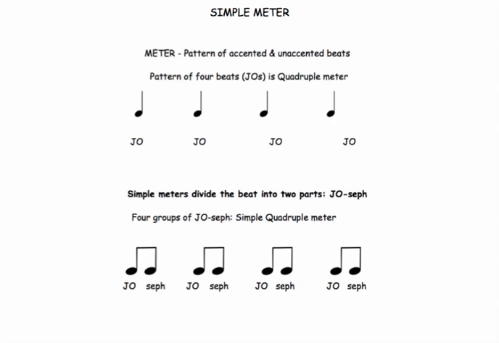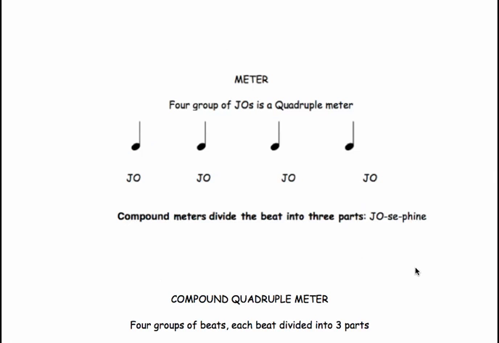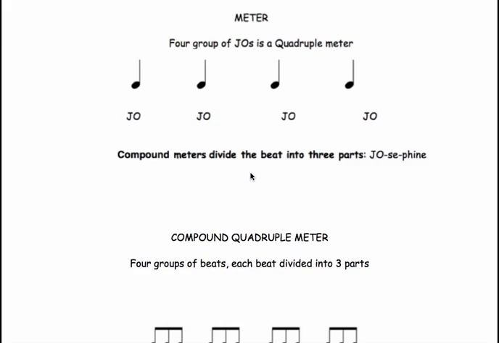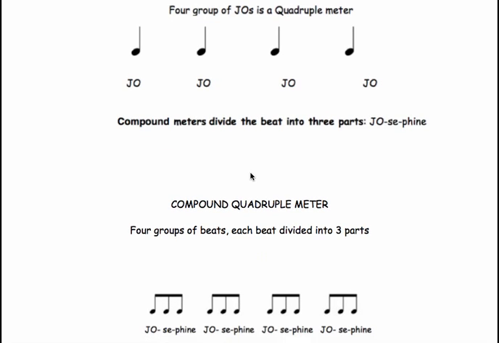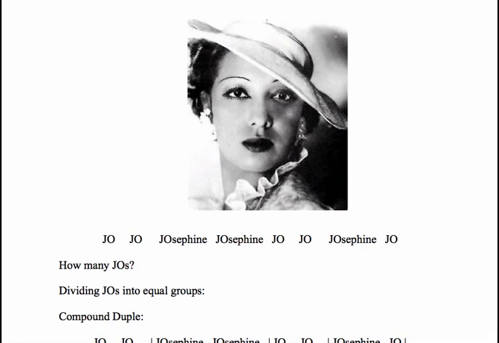In contrast, in compound meter, we divide the beat into 3 parts. And for that, we're going to solicit the help of Josephine. So our beat would be Joe, Joe, Joe, Joe. Dividing into 3 parts, it would become Josephine, Josephine, Josephine, Josephine. And here's Josephine Baker, quite a star.